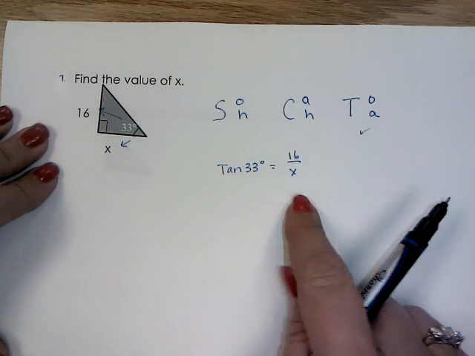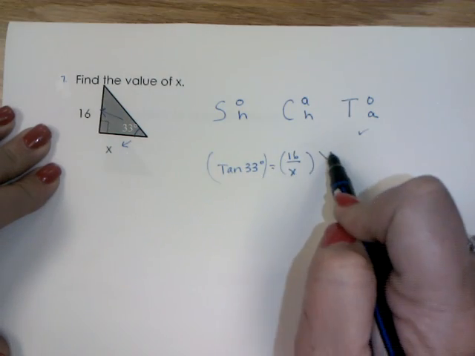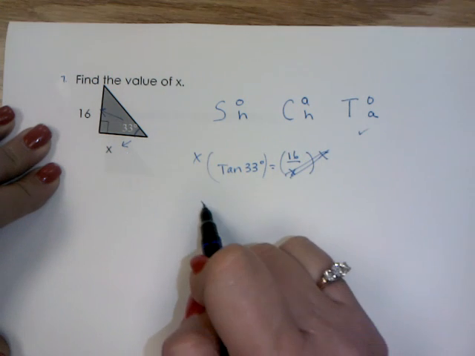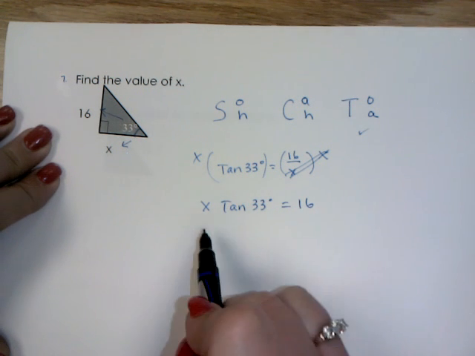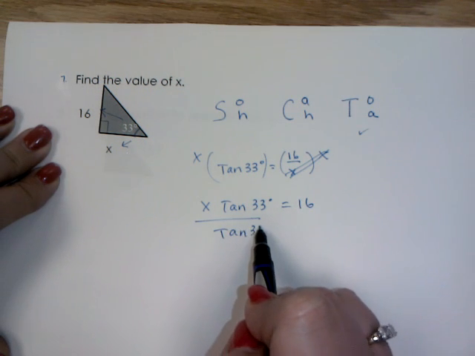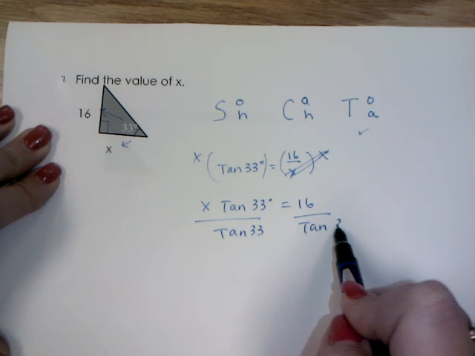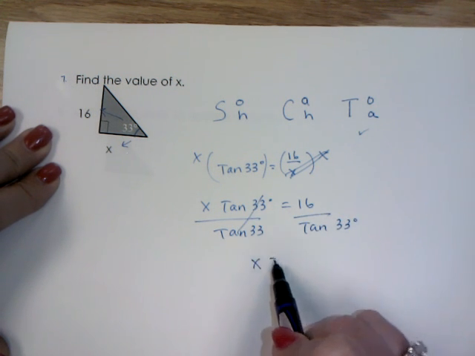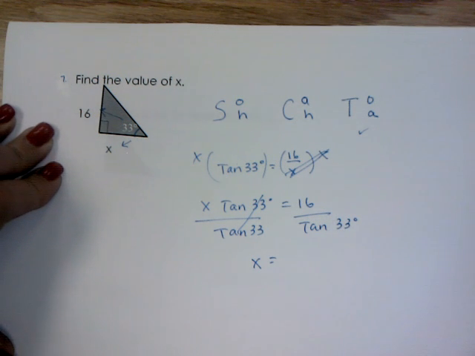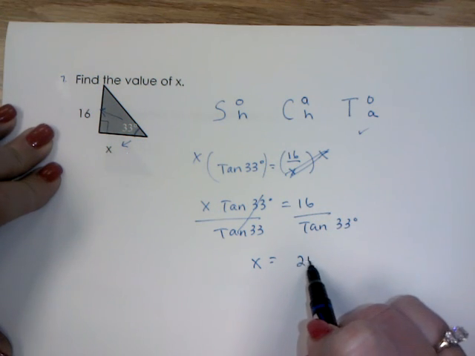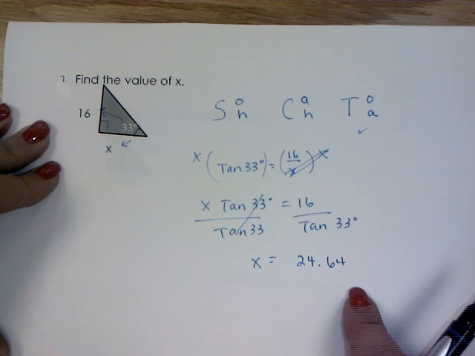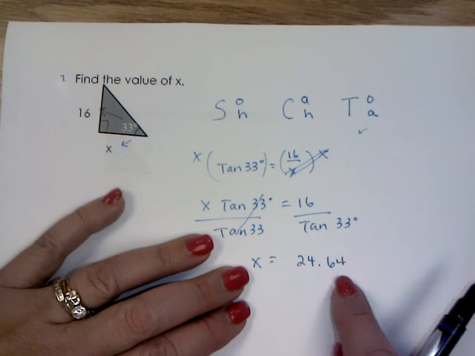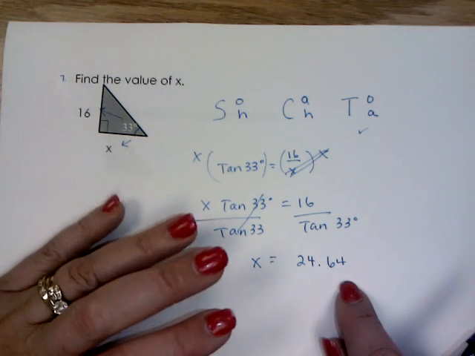Now I need to mathematically solve this. I need to get X out of my denominator by multiplying both sides by X. I need to get rid of tangent with my X. So X is going to equal 16 divided by tangent of 33. And I round to the nearest hundredth, excuse me.